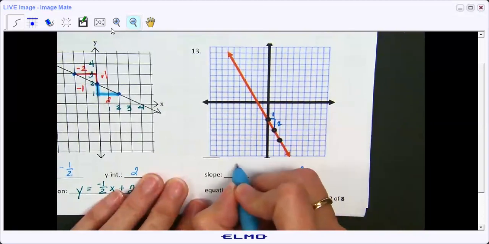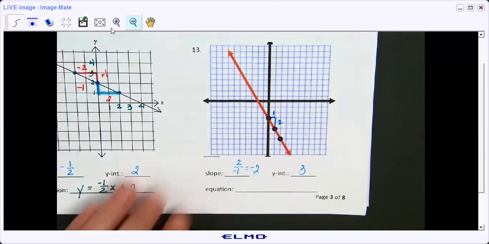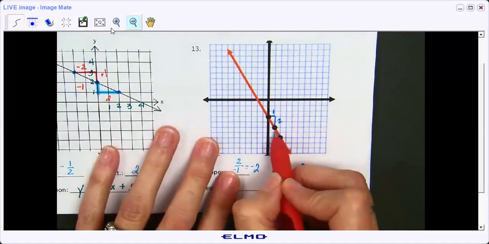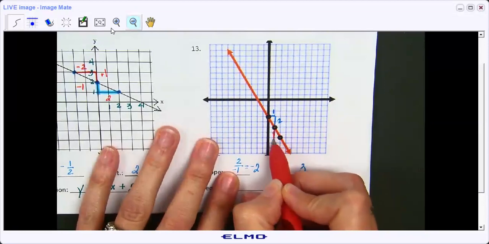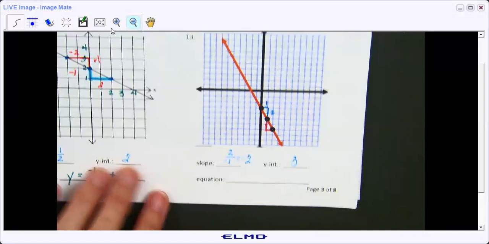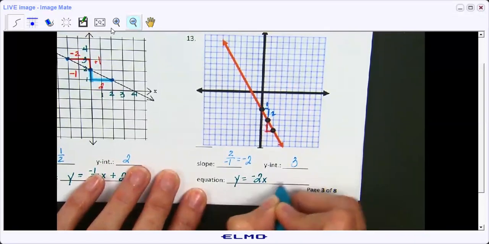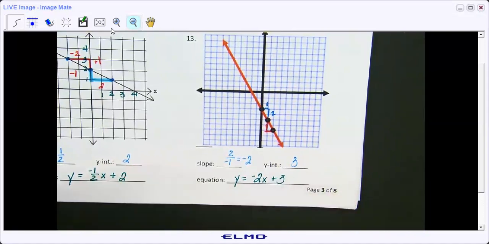So that would be a 2 over a -1, which is -2. You could have gone down here. You could have gone down 2 for a -2 and over 1 for a +1. Either one works. And our equation is y equals -2x plus 3. So this is how you can create equations from graphs.